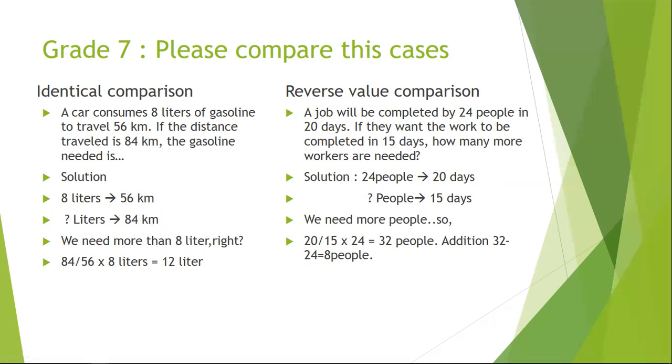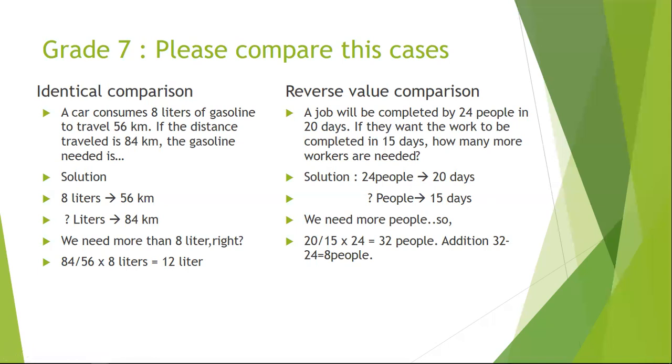And how to compare? We put it as a fraction or ratio here. And then how to compare? 84 per 56 or 56 per 84. It depends on the situation. If we need more than the recent situation, if we need more than 8, so it is the bigger number, we put the bigger number on top and the smaller number on the bottom. So here 84 per 56 times 8 liters, so 12 liters, right?